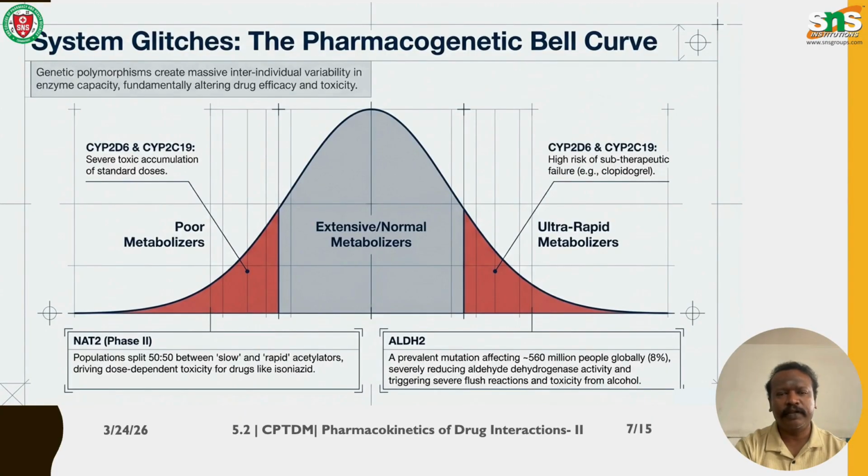Pharmacogenetics means genetic variation affecting drug metabolism. Based on enzyme activity, patients can be classified as poor metabolizers, normal metabolizers, or ultra-rapid metabolizers. Poor metabolizers may develop drug toxicity, while ultra-rapid metabolizers may show reduced drug effectiveness. An example is clopidogrel metabolism.